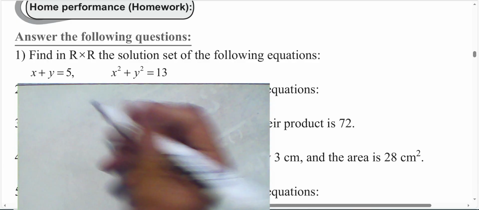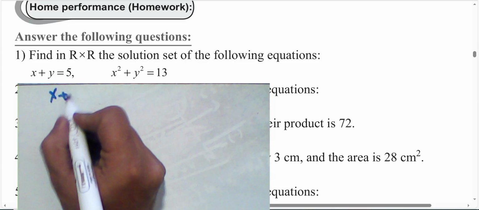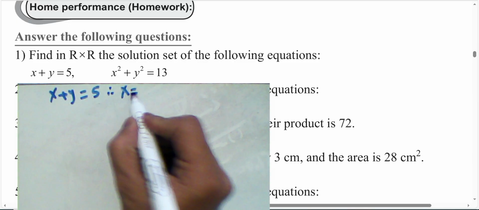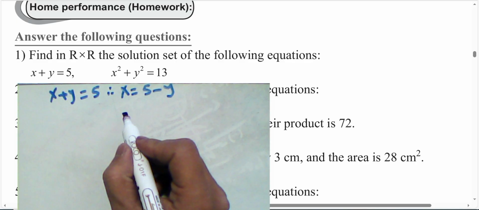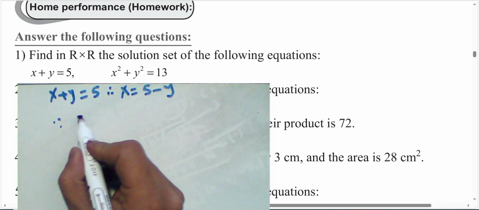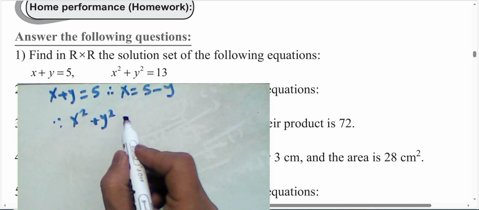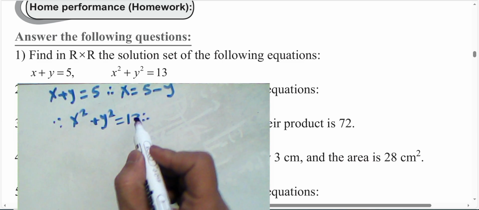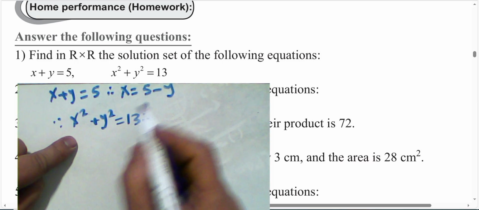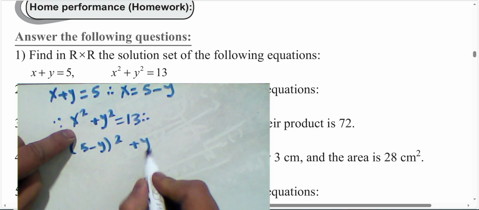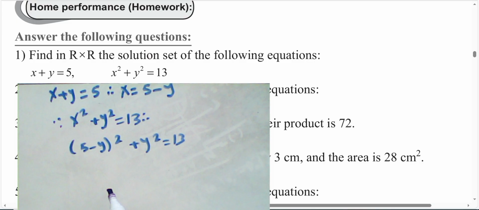First step, I will write the equation x plus y equals 5. It means x will be equal to 5 subtract y, such that we have x power 2 plus y power 2 equals 13. We can find the value of x equals 5 minus y. Write 5 minus y here, all power 2, plus y power 2 equals 13.